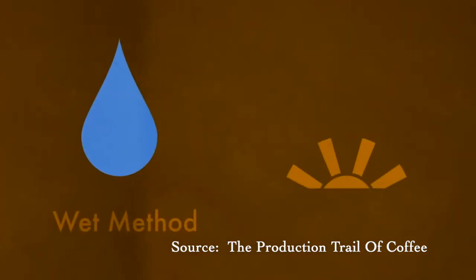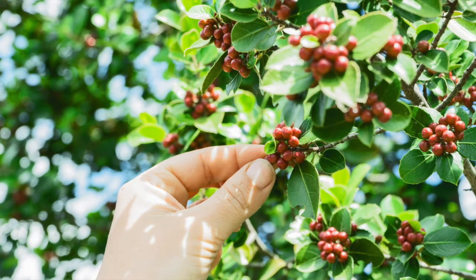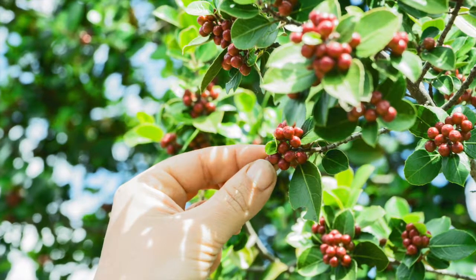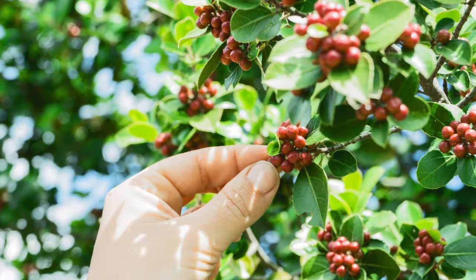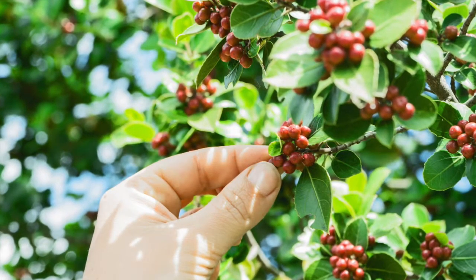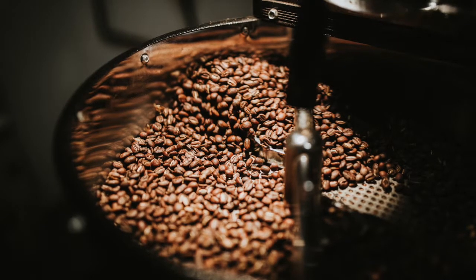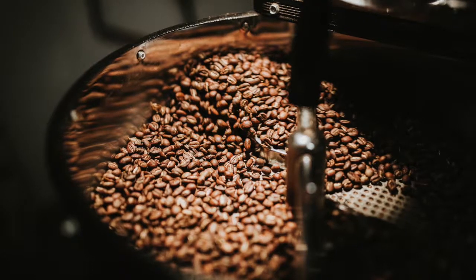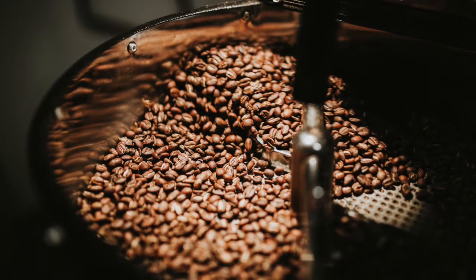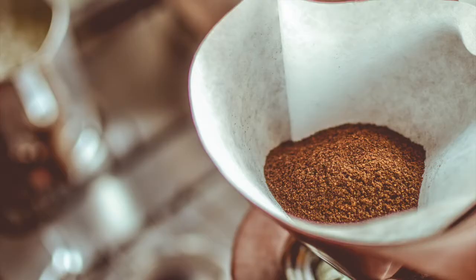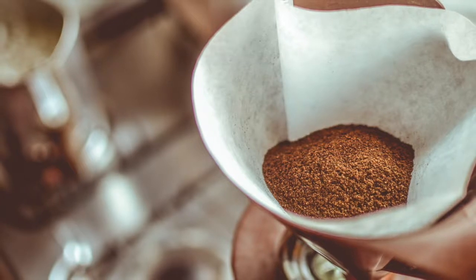The first method is known as the dry method, and this involves cleaning and sorting the fruit and then letting them dry in the sun until the moisture content has fallen to 11%. The wet method involves the use of machinery to remove the bulk of the cherry and pulp. After the skin and pulp has been removed, the beans are placed in a fermentation tank where the final layers are loosened by enzymes.